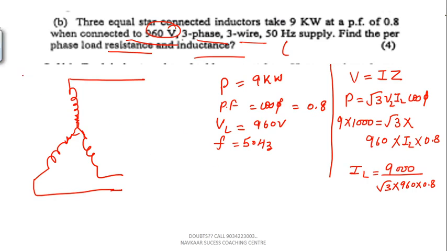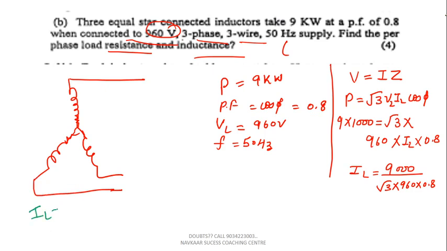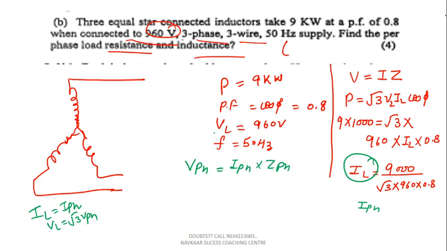As you know, in the case of star connection, can you tell me what is the value of current? IL must be equal to IPH and VL is equal to √3 VPH. So we will get the value of current equal to IPH only. Now the formula is VPH is equal to IPH multiplied by ZPH. We have the value of VL. If we divide by root 3, we will get VPH, that is 960 divided by root 3, because VPH is VL divided by root 3. IPH value we can put from here, then we can calculate the value of ZPH.